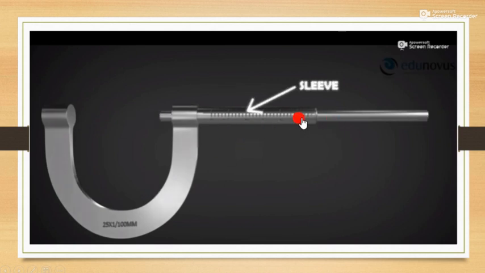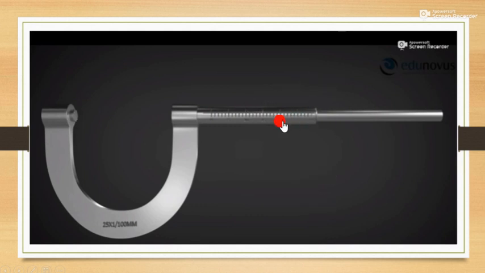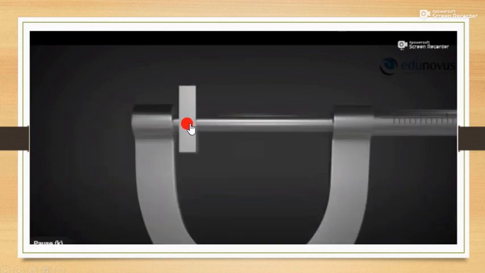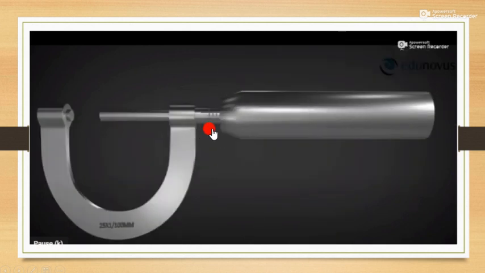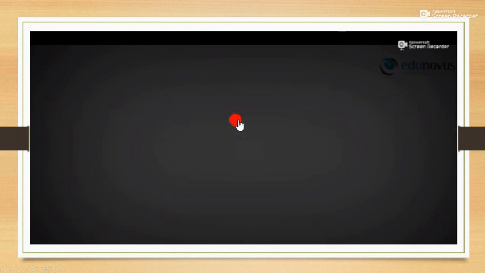Now, when we rotate the circular scale around the main scale, which moves in a linear motion, we fix the object between these two parts, and then take the reading like this. Now, on the circular or head scale, the divisions run from 0 to 100.